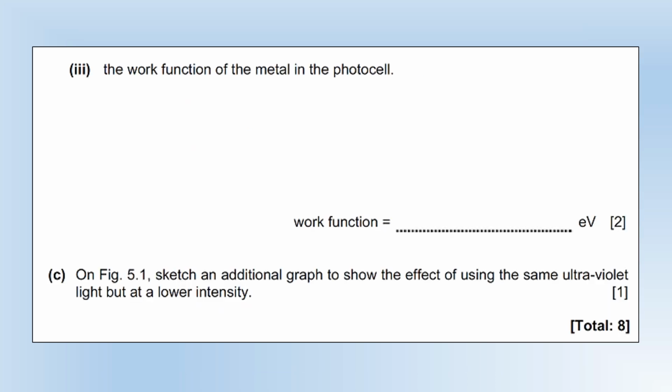Determine the work function of the photocell. Well, it's going to be the difference between those two numbers, essentially. So we get 1.79 electron volts.